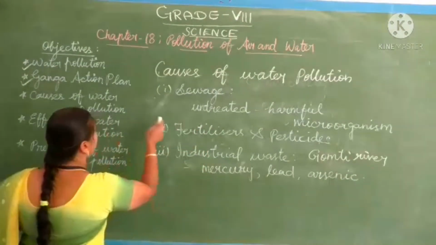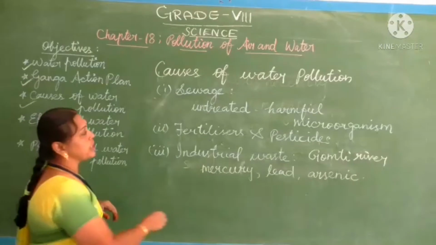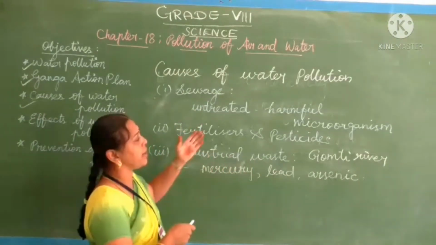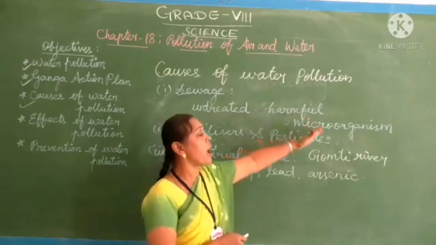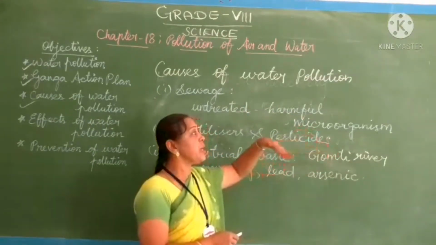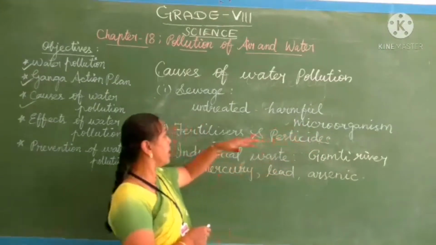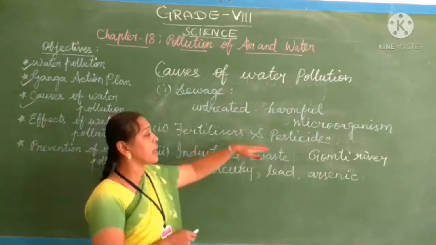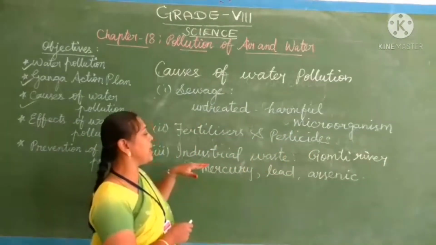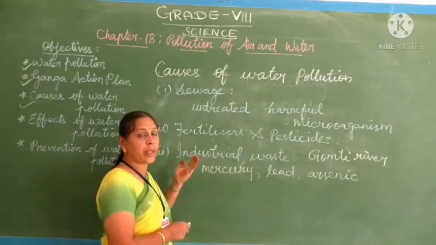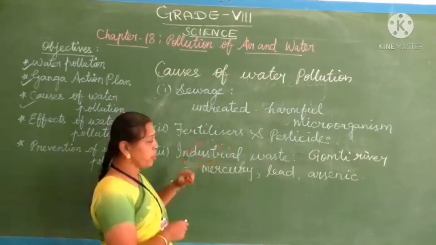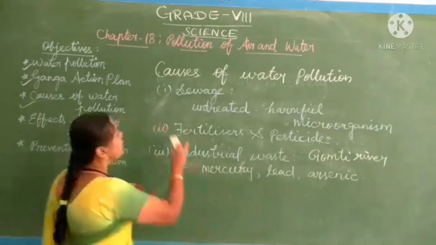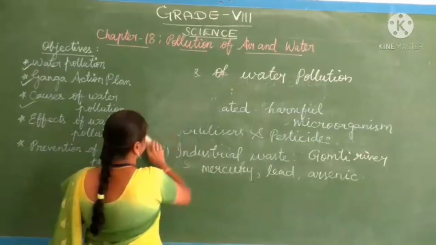So these are the causes of water pollution, that is the sewage, untreated waste, garbage, whatever waste is given, that will lead to the development of harmful microorganisms which will pollute the water, and it will be the reason for bringing many diseases. Then usage of fertilizers and pesticides in the agricultural field by farmers, that also will be one of the causes for water pollution. Next, industrial waste. So these are the causes of water pollution.